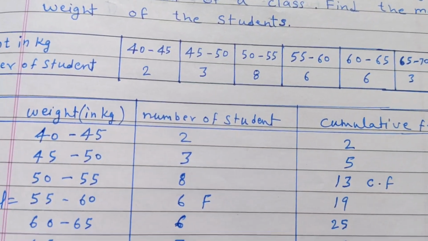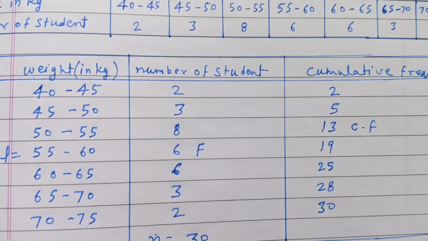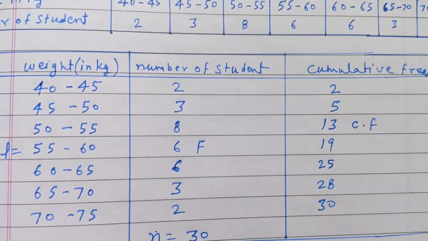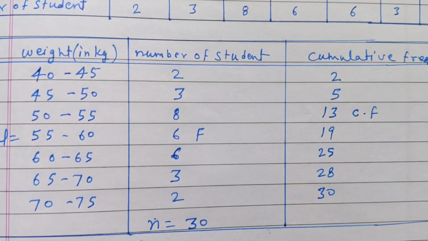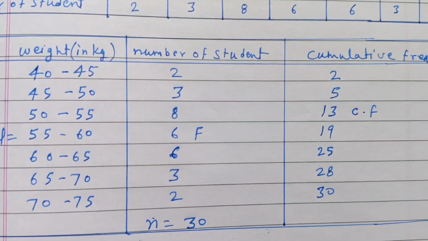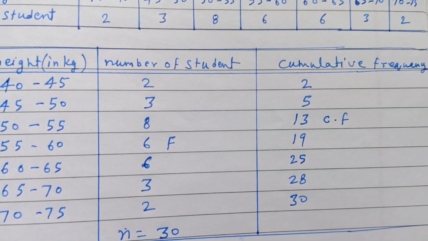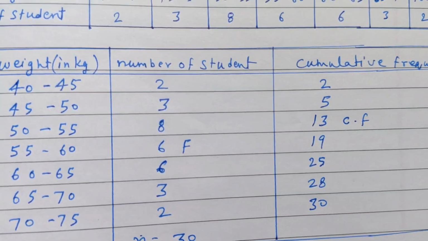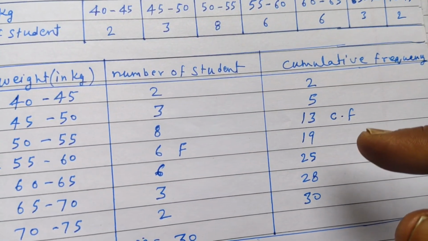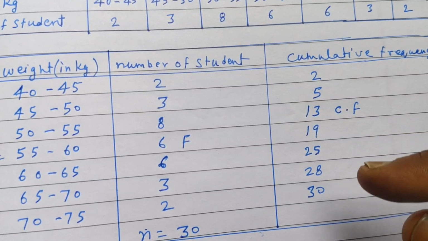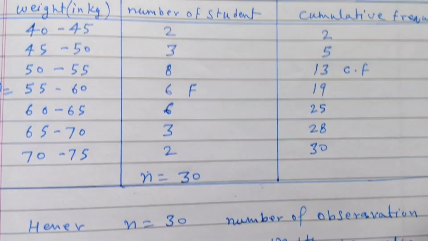The weight in kg is given, we created the table: 40 to 45 is 2, 45 to 50 is 3, 50 to 55 is 8, 55 to 60 is 6, 60 to 65 is 6, 65 to 70 is 3 and 70 to 75 is 2. We found the cumulative frequency: 2, 5, 13, 19, 25, 28 and 30.